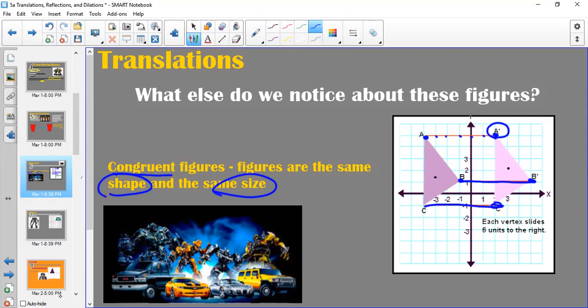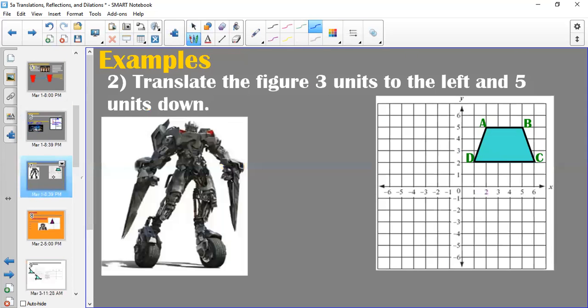All right, so let's continue and try to do a few translations on our own. So this is the shape we want to translate. Remember, translate means to slide. We're going to slide this figure 3 units to the left and 5 down. So let's start with A. Count 1, 2, 3 left, and 1, 2, 3, 4, 5 down. And that's the new A, and if you remember, we call it A prime. And we're going to do the same thing with B. 3 left, 1, 2, 3, 4, 5 down.